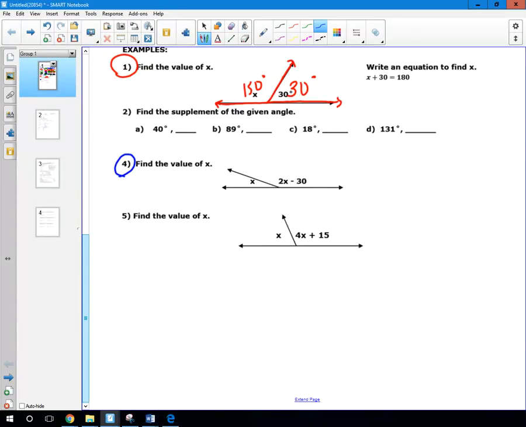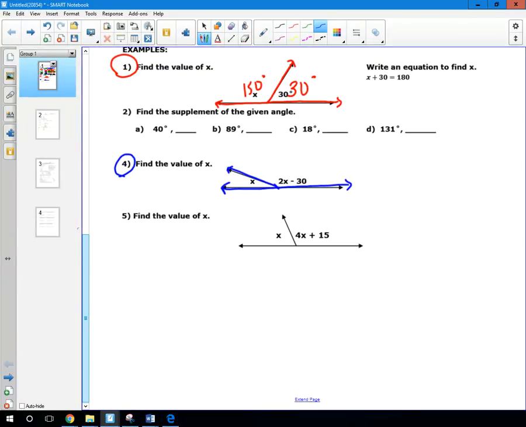Number 4 says find the value of x. So we're trying to figure out what x means, and what I have is a picture. What do you notice about this picture? Those two angles, angle x and angle 2x plus 30, are on top of a straight line. So we know that together, if we were to add those two angles up, I'm trying to do a very good job drawing a straight line, they should give me 180 degrees. They are supplementary angles, okay?